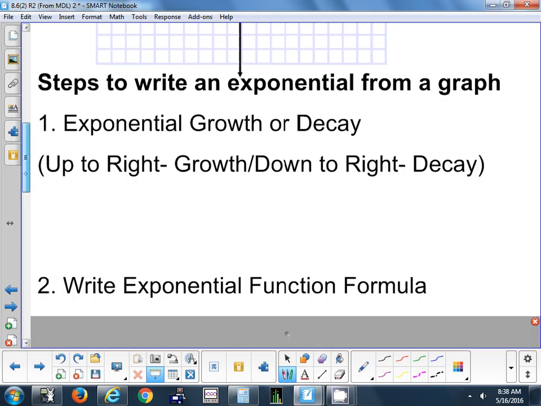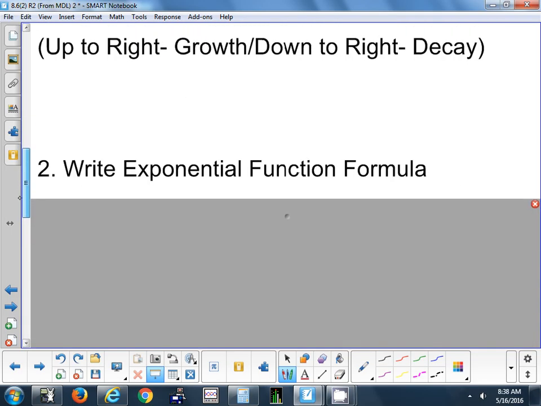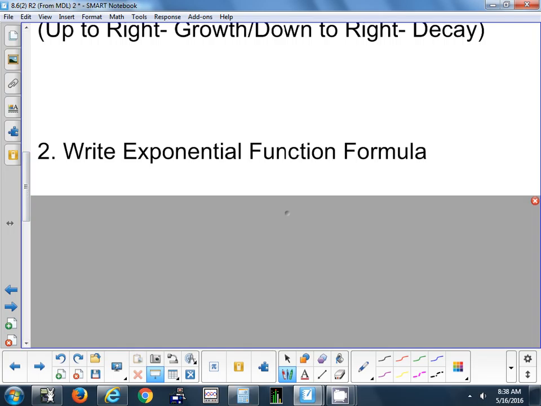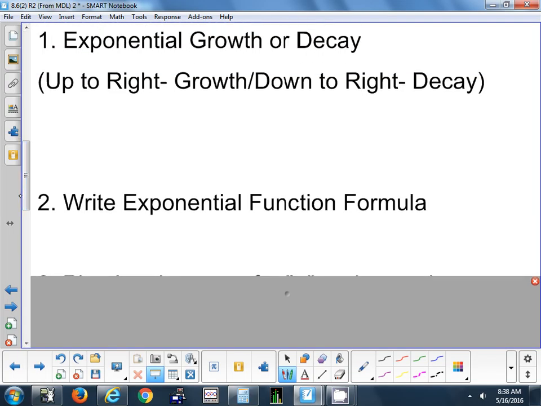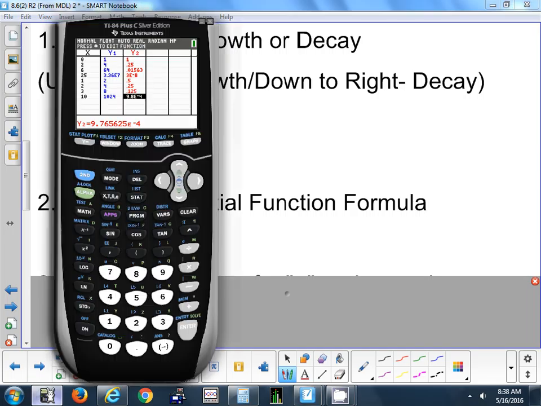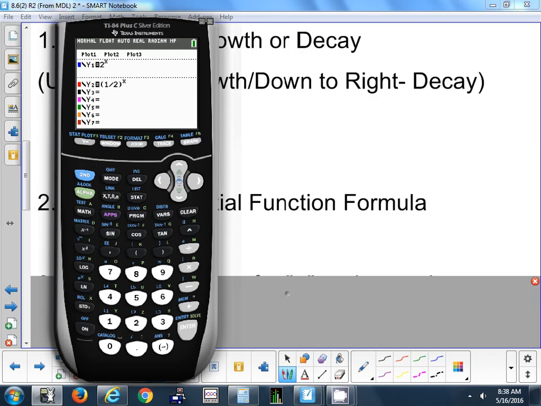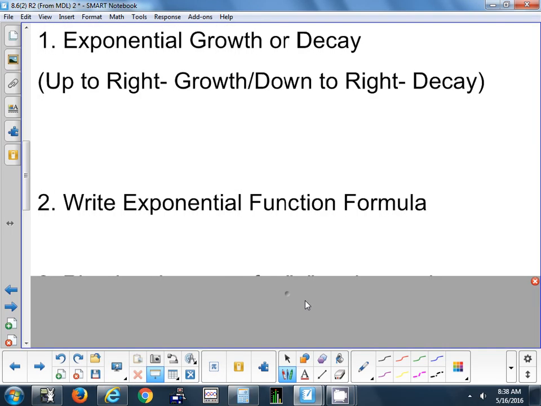So step one, exponential growth or decay. If you know that going up to the right is growth, and down to the right is decay, you don't have to write that. Now we need to write a formula. Basically something that if I were to type it in on this screen, I would get the exact same picture we have up above. Can somebody remind me what the formula is? Yep, y equals a times b to the x.